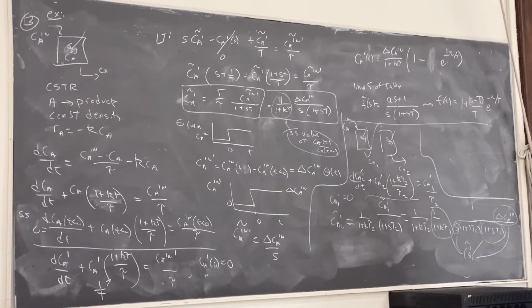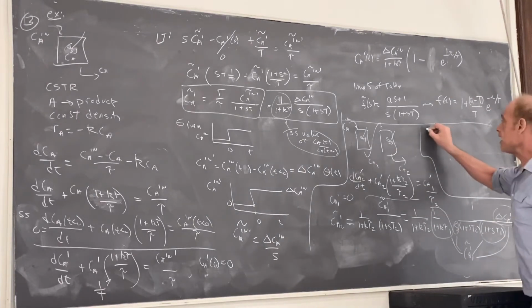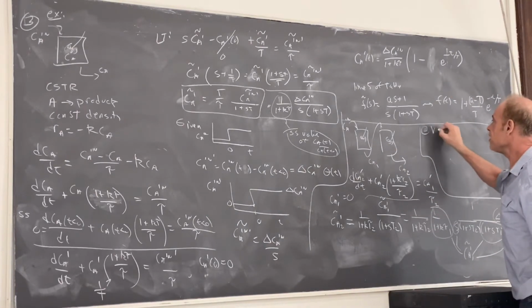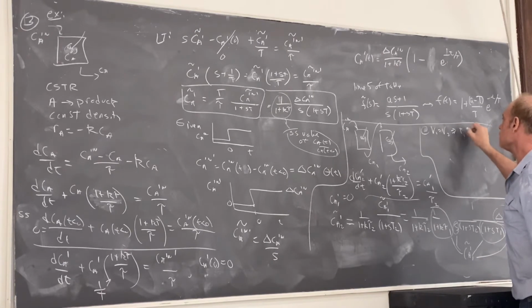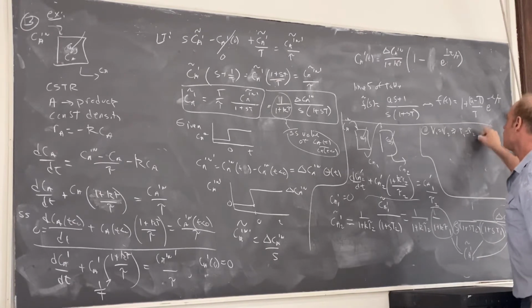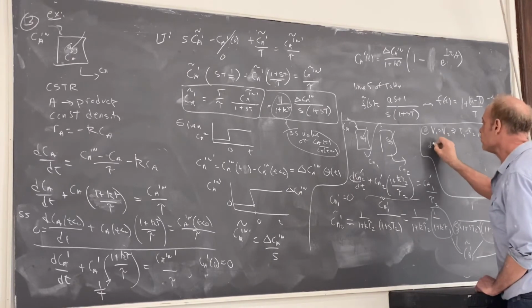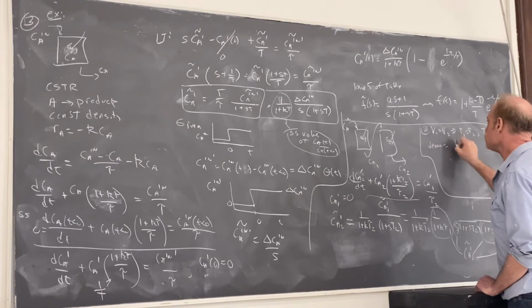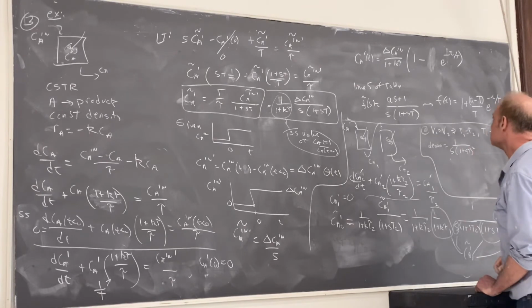So there are two cases. One case is where the volumes of the reactors are the same. So case A, if V1 equals V2, then tau 1 equals tau 2, and T1 equals T2. They're all the same. And then this denominator, the important part, is 1 over s times (1 plus sT) squared.